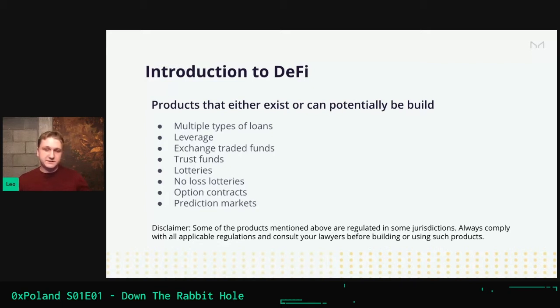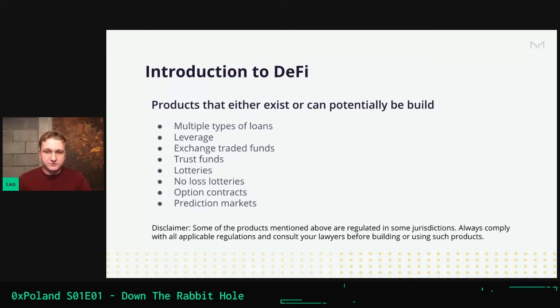No-loss lotteries is basically where people pool the funds together and get some interest, and the prize that they get in the lottery is this interest from all the funds pooled together, but they get back the ticket every time. This is an interesting concept that is implemented on the blockchain, and you can try it.